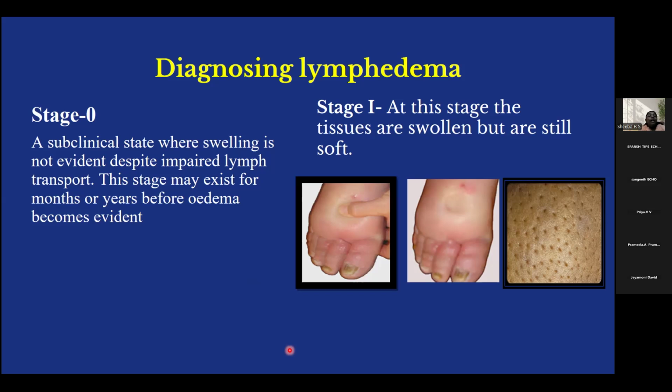Stage 1 is the stage where the tissues are swollen but still soft. It is a pitting edema stage. If you apply finger pressure on that area, you can see this picture. You can see your finger point here, where you gave the pressure. You can see it looks like orange peel skin. So this is stage 1 lymphedema.